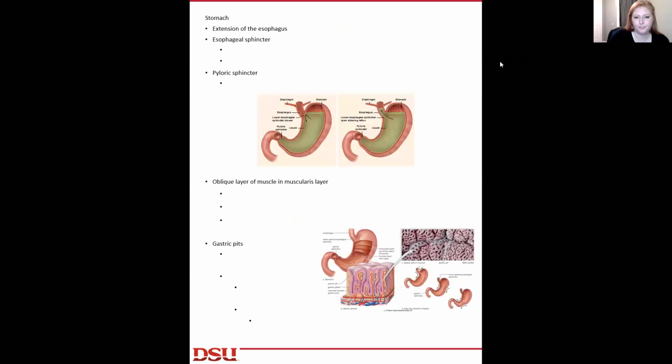Let's continue. Let's talk about the stomach. Okay, so the stomach is this extension of the esophagus, if you will. And again, we talked about the esophageal sphincter being there to separate the stomach from the esophagus and keep things from going the wrong direction, which is back up.